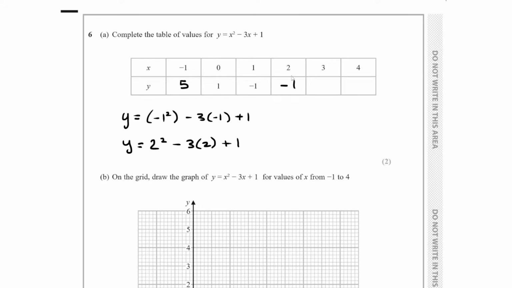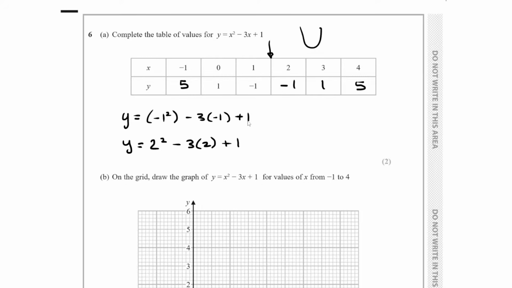Okay, there's our line of symmetry. There's a little tip here. This is a quadratic. You should be able to recognize that this is a quadratic, which means it's a U shape and it is symmetrical. So can you see how we've come from 5 to 1 to minus 1 again? Then it's going to have to go back up. So it should be 1 here and 5 here because of that line of symmetry. That's a bit of a tip, so you don't have to work out the last two.